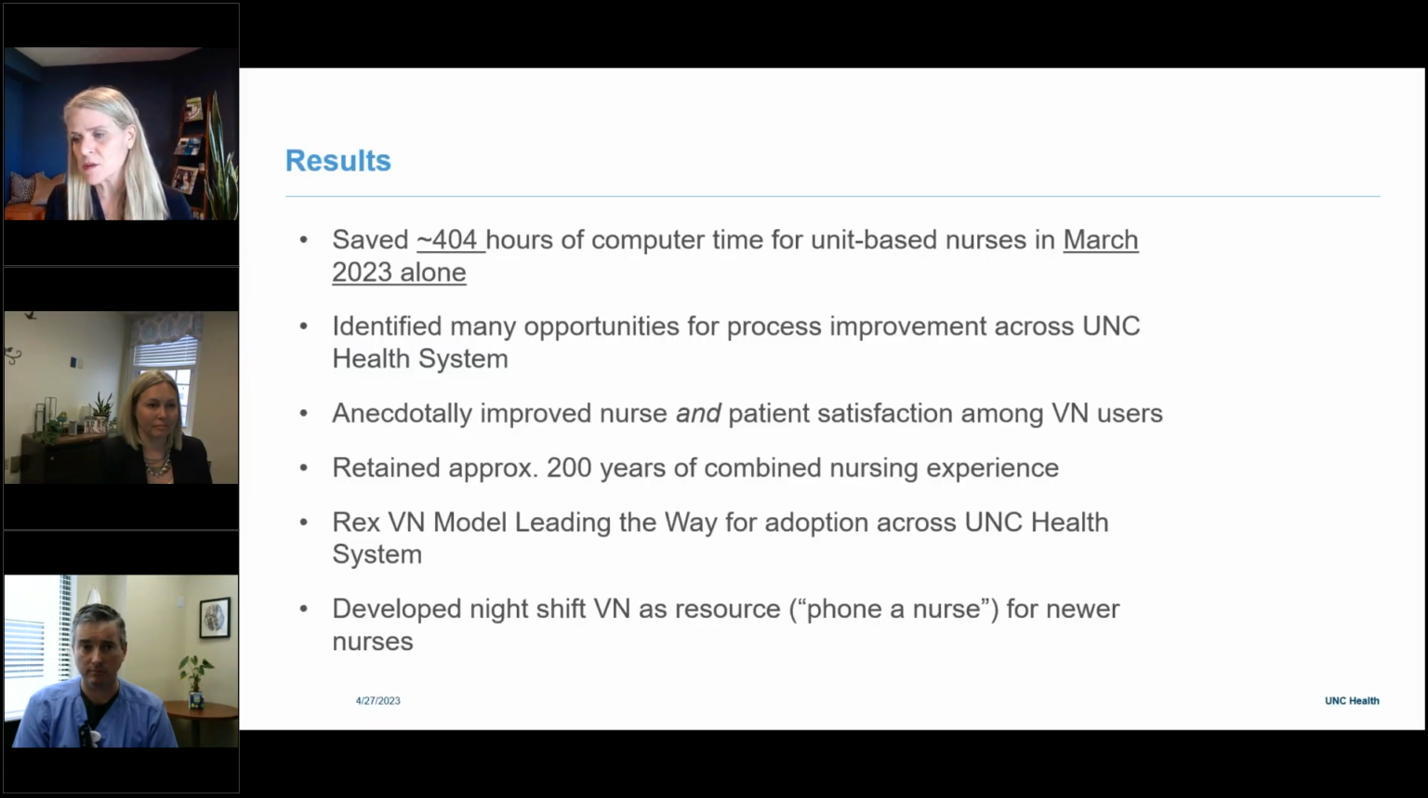Thanks for sharing with us, Wayde, some of the key results that you've been tracking, and you've been doing it longer. So I would love to hear your voiceover on some of these results. Yeah, month over month, we've managed to save roughly 30 12-hour shifts of computer time by our estimates for the unit-based nurses by taking all of those admissions and discharges.